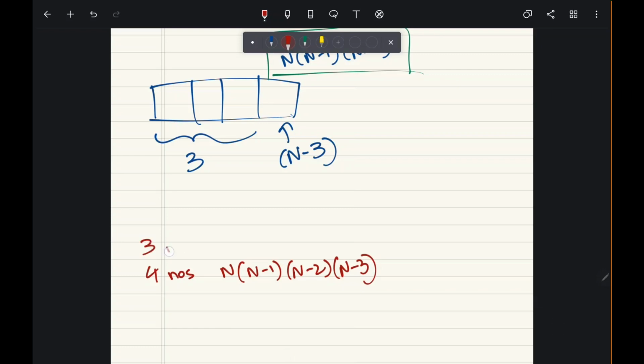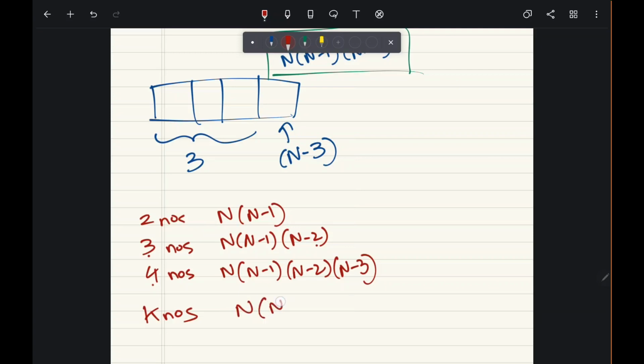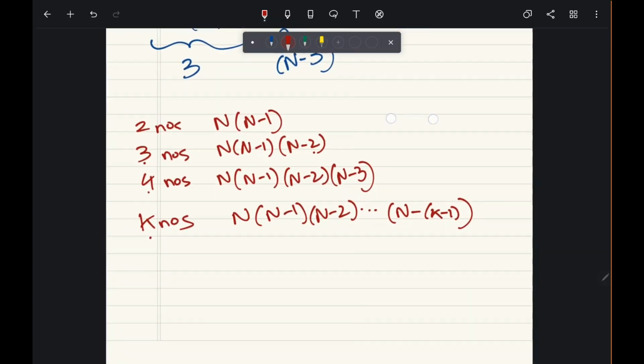And what did we have for three numbers? It was n into n minus 1 into n minus 2. For two numbers we had n into n minus 1, right? So there is a pattern here. In general, if I choose k numbers, you can see for 2 this ends in 1, for 3 we have 2 here, for 4 we have 3, so 1 less. So it's going to be n minus 1 times n minus 2 right up to n minus k minus 1. So it is always 1 less than the amount of numbers we are choosing.